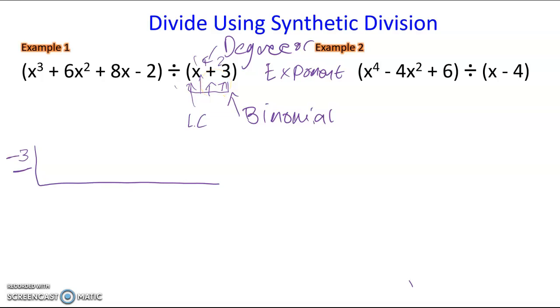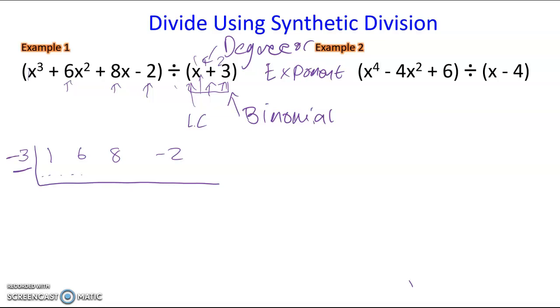Inside of our bracket, we're going to take the coefficients, the 1, the 6, the 8, and the -2, and write them out here, all right? No x's, no exponents, just the numbers. So it's going to be 1, 6, 8, and -2. When you're writing it out, I would leave a little space down below these numbers so that when we start synthetically dividing, it makes it a little bit easier.